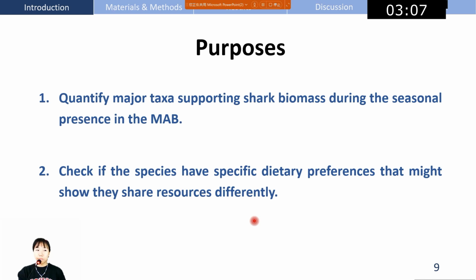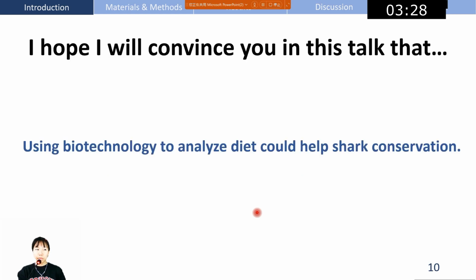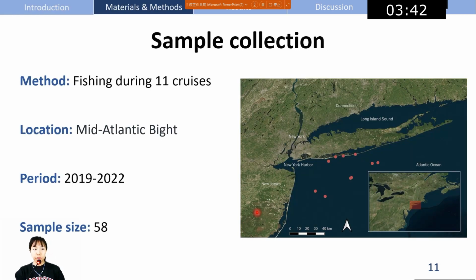So the purpose of this study is to quantify major taxa supporting sharks' biomass during their seasonal presence in the MAB. Also, to check if the species have specific dietary preferences that may show they share resources differently. I hope I will convince you in this talk that using biotechnology to analyze diet could help shark conservation. Let's move on to the materials and methods.